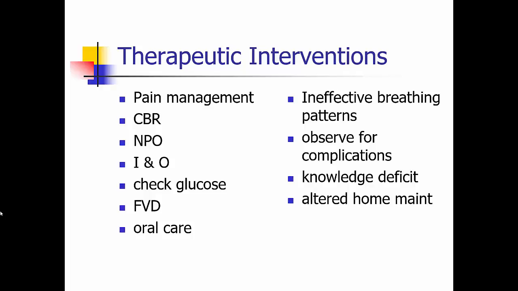Intake and output are going to have to be done because the patients need an increase in fluids, usually isotonic. And you're going to check their glucose levels because of that disruption in insulin and glucagon secretion. Fluid volume deficits, which may be related to vasodilation, you have to monitor. And also do oral care because remember, they're NPO and can have dry mucous membranes. They also may have ineffective breathing patterns related to pain, abdominal distension, and pleural effusions.